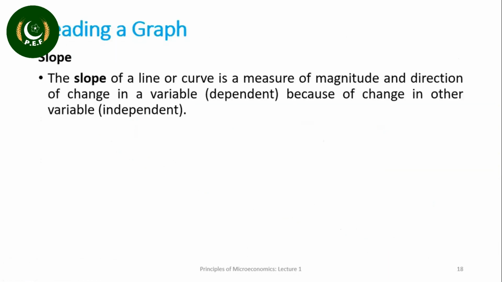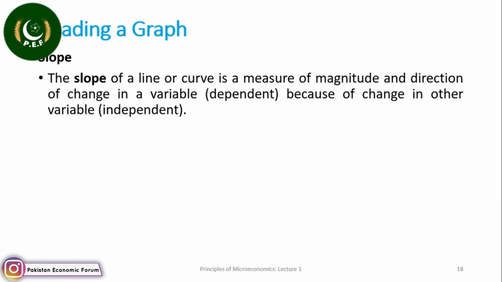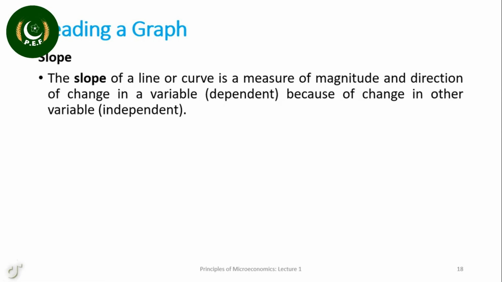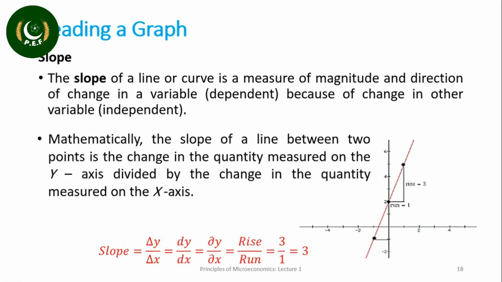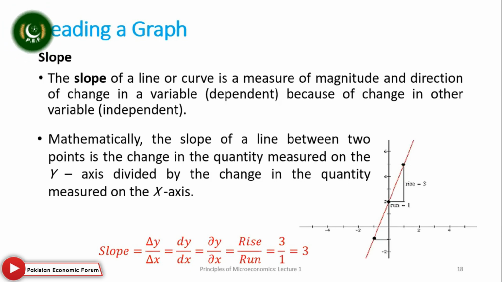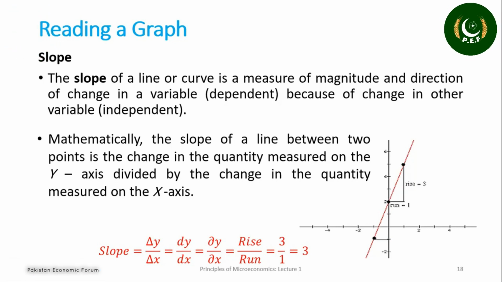In economics we read the graph on two important grounds. First is the slope. Slope measures the magnitude and the direction of change in a variable because of change in another variable. For example, if the price changes, how does the quantity demanded change? The slope measures its direction: will the quantity demanded increase or decrease, and its magnitude: how much will it increase or decrease. These are both summarized by the slope, and mathematically, slope between two points is the change in the y-axis variable divided by the change in the x-axis variable. We can use different symbols like delta or d or curly d, or we can also say rise over run.